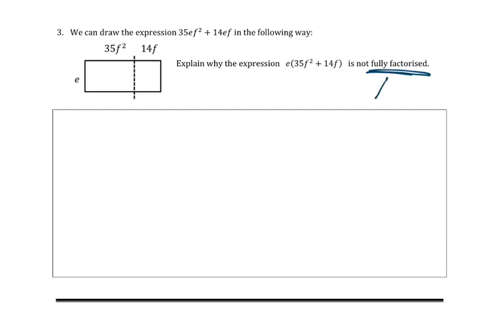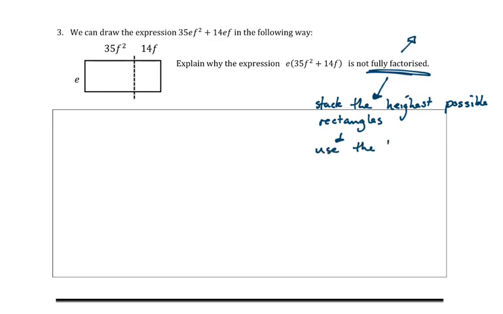So we haven't, and let's write down a quick definition for fully factorise. Have we stacked the highest possible rectangles? So that just confirms what I've said. And in this case, we have to use the highest common factor, the HCF, as the height, okay? So let's rewrite the original question, 35ef squared plus 14ef, with more factors in the product.